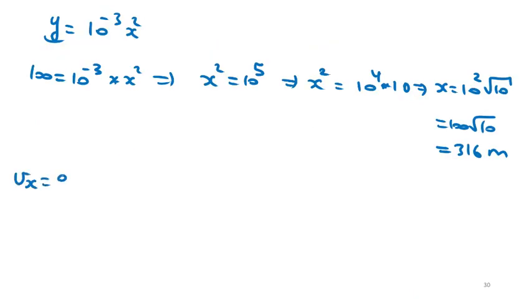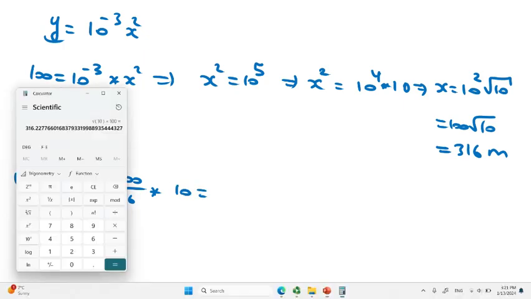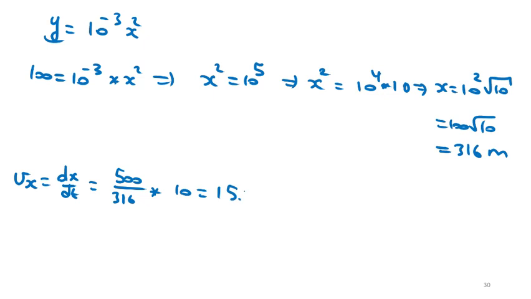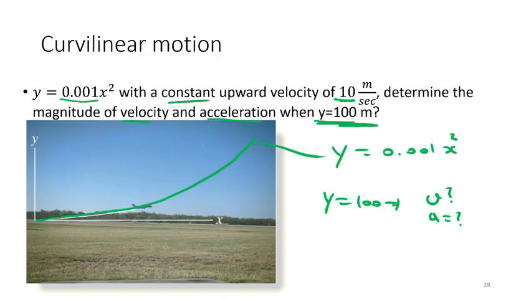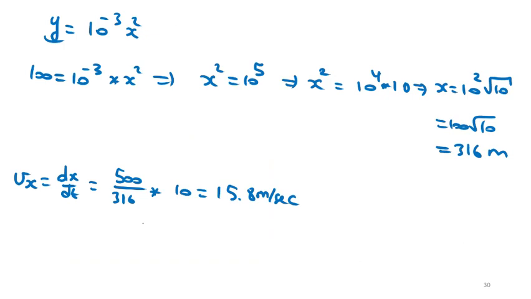So we have the value of x, we have the value of 500, and then I can easily find vx, which will be dx by dt, and that will be equal to 500 divided by 316 times 10, and then that will be equal to 500 times 10 divided by 316, which is 15.8 meters per second. Okay, that is the vx. The question says to find the acceleration as well. So first let's start with the acceleration in y direction.